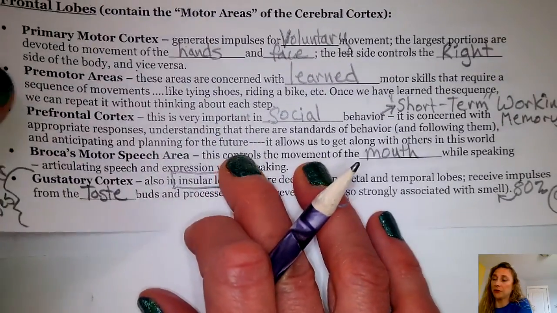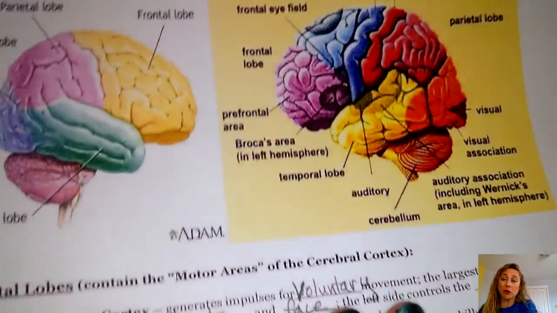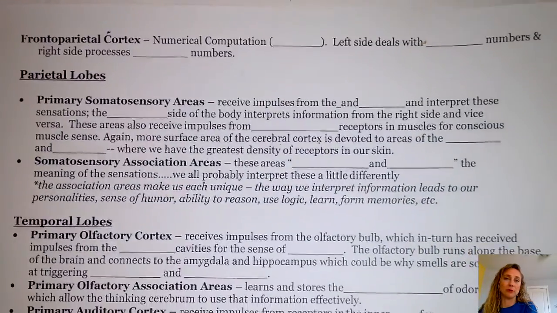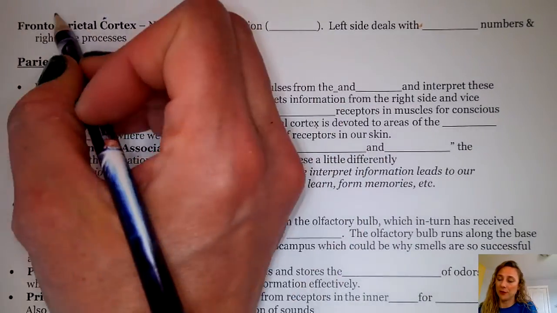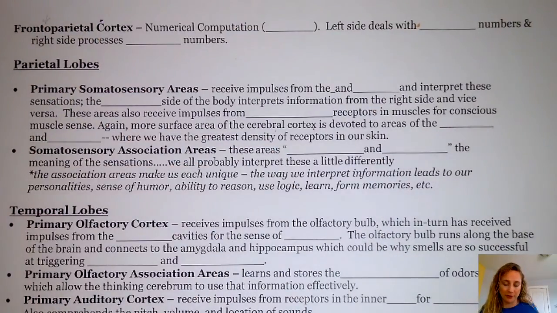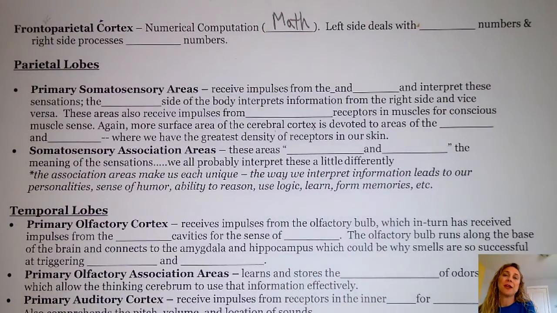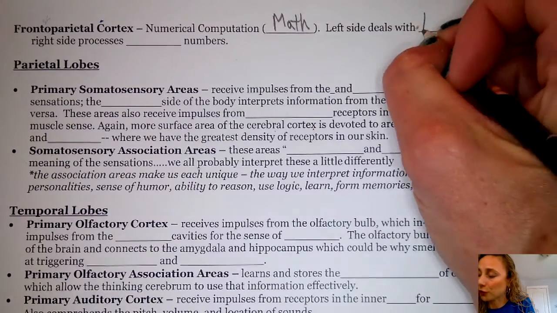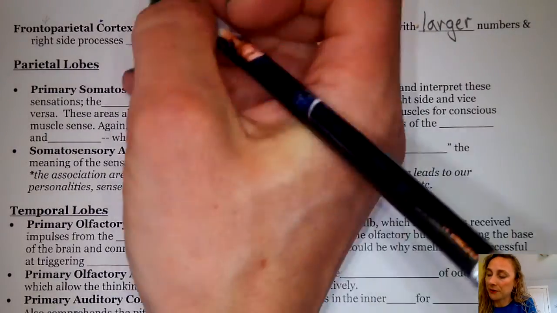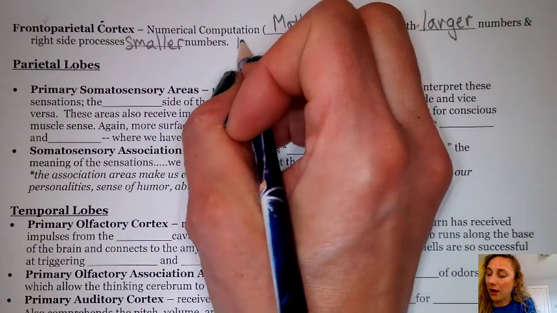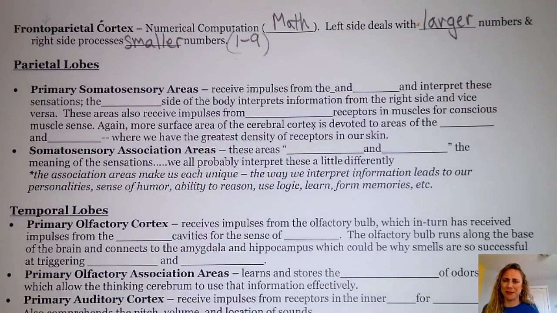We're going to go down to between the frontal lobe and the parietal lobe to the frontotemporal parietal cortex. Okay, so yeah, you saw we just added the O there to join two words. That's fun. Maybe you can think of other things that you would want to join together. That's where numerical computation, or our favorite subject, math. Interestingly enough, the left side deals with larger numbers, and the right side processes smaller numbers. I heard that it's actually just 1 through 9 for the smaller numbers. So everything larger is 10 and above.